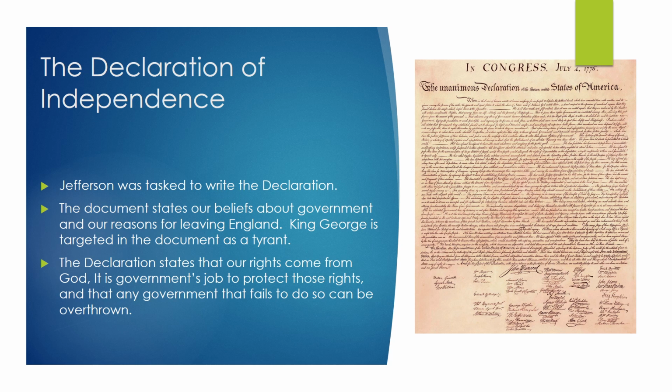And so the last part of the document, the biggest part, is going to be listing all the things England has done to abuse America, to abuse those rights. And the person targeted is going to be the king. King George III is targeted in the document as a tyrant, as a person who has taken away those rights.